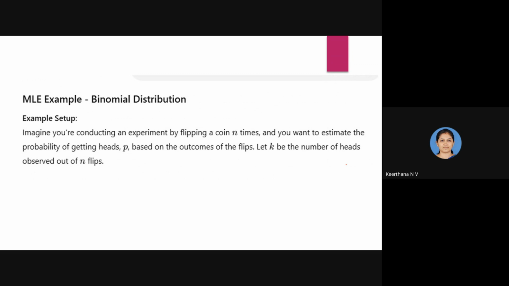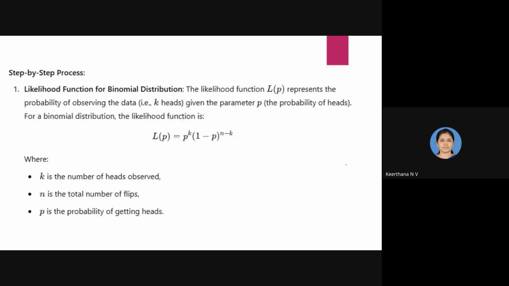So the first one is the binomial distribution. For example, imagine you are conducting an experiment of flipping a coin n times. What will be your probability? You will be estimating how many times you get heads, which you keep as p. Based on the outcomes of flipping your coin, let k be the number of heads observed out of n flips. So this is your example setup.